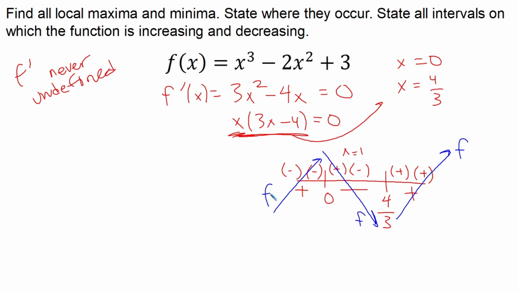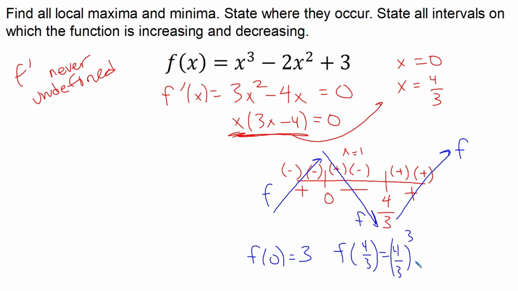So we should be able to see that our function has a local maximum at 0, and it has a local minimum at 4/3. Well, we need to find those two values. So first we need to find f of 0, which that one's pretty straightforward. It's 3. And then we need to find f of 4/3. So we're going to plug that into the original equation.